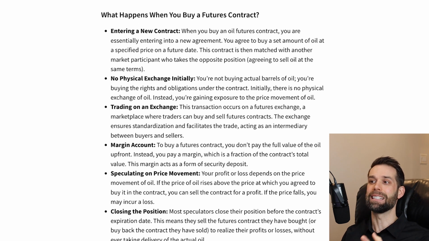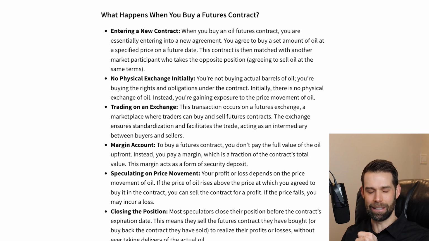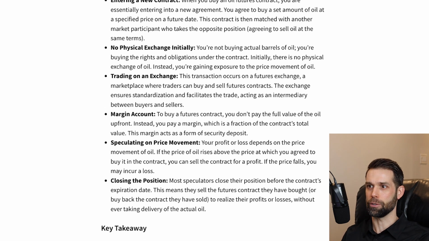This means that they sell the futures contract they have bought or buy back the contract they have sold to realize their profits or losses without taking any delivery of the oil. So you're not going to let the contract actually expire. You're going to close it with cash.